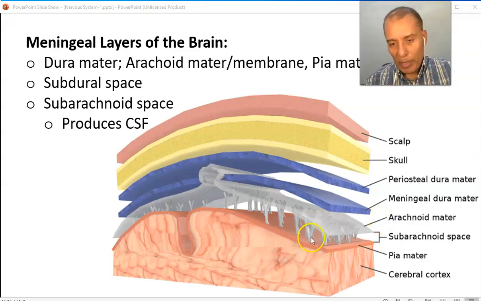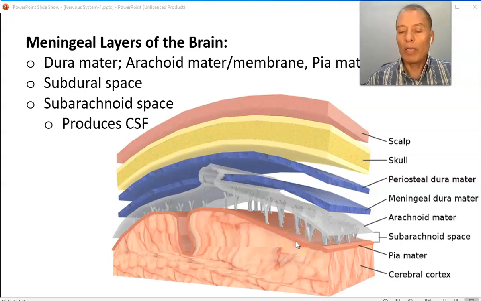And then beneath that subarachnoid space, we have a very thin layer that is called the pia mater, whose translation is the kind, loving mother. It is so gentle, and it comes in contact directly with the soft tissue of the brain, and it doesn't harm it. It protects it. It gives the brain its consistency, and it holds it in shape.